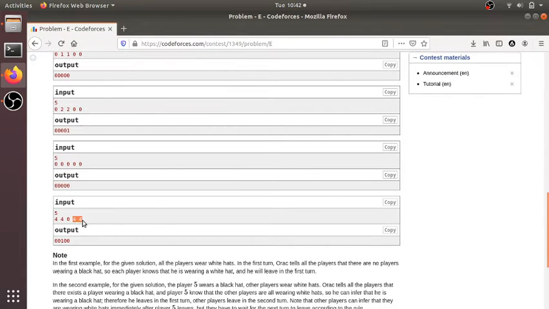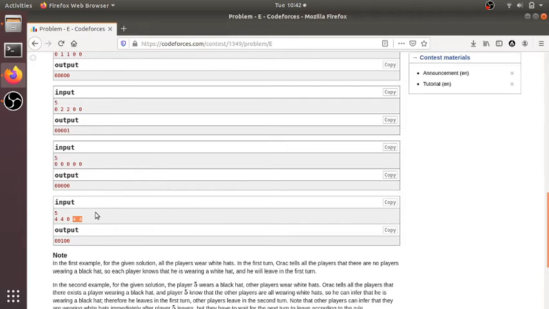These two guys will know that he is wearing a black hat, right? So these two guys will leave in the... why are they not leaving in this round? Second round? In the first round they saw that there is a black hat in front of them, so they know they can... there can be more than one black hat? They know that there is a black hat guy, so they should leave in the second round.